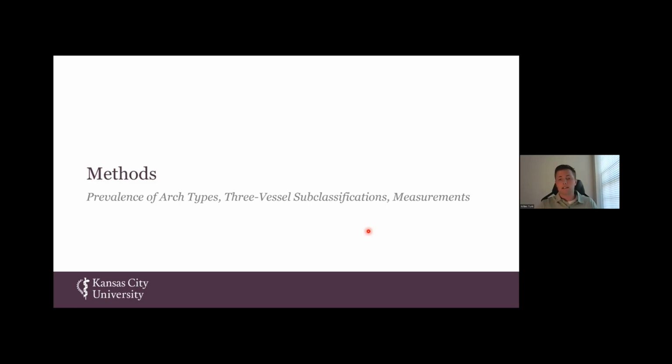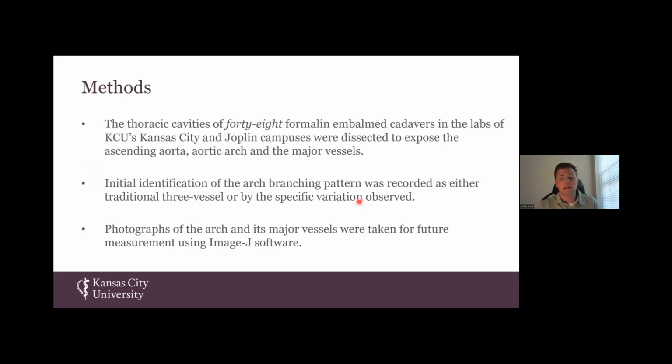So how did I do that? I started by dissecting the thoracic cavities of 48 formalin-embalmed cadavers on both the Kansas City and Joplin campuses. I did initial identification of the branching pattern as either the traditional three-vessel pattern or by the specific variation that was observed. And then after my dissection, I took photos of each of the arches from various angles for future measurements using a software called ImageJ, which allows you to set a scale and then take detailed, precise measurements of images.